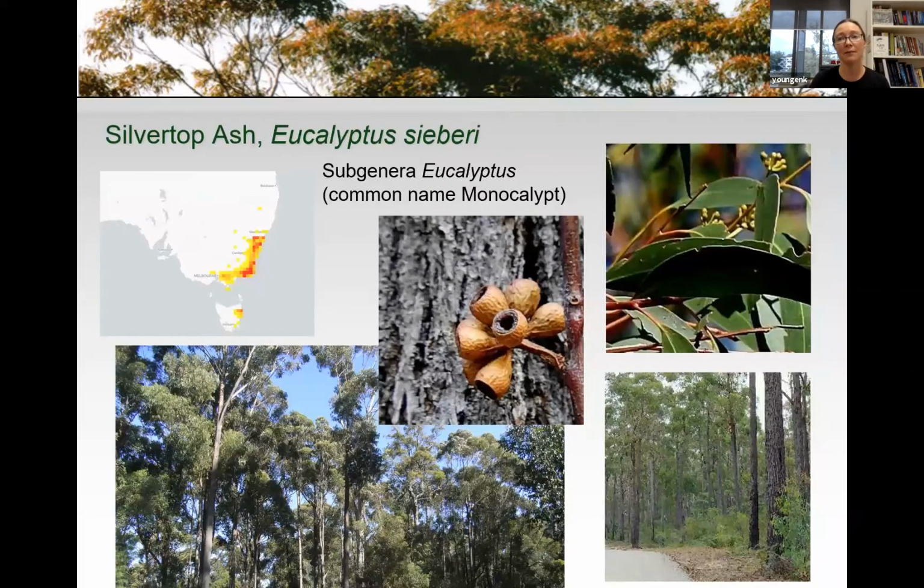Silvertop ash is a monocalypt that has a dark, persistent bark up the trunk that then peels away on the branches, giving it a characteristic silvery white top. It is an important timber species that is found across much of southeastern Australia, including the south coast of New South Wales and East Gippsland in Victoria.